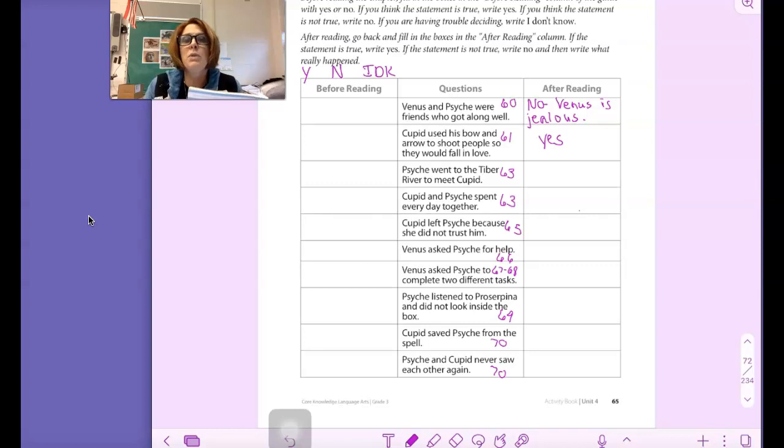Next, we're listening for two things. Psyche went to the Tiber River to meet Cupid. Cupid and Psyche spent every day together. Cupid set off to do his mother's bidding. He took his bow and arrow and flew down to earth. He took aim at Psyche. At the last minute, though, his finger slipped. Instead of shooting Psyche, he pricked himself. So Cupid fell in love with Psyche.